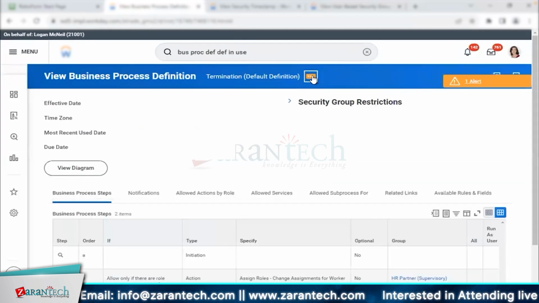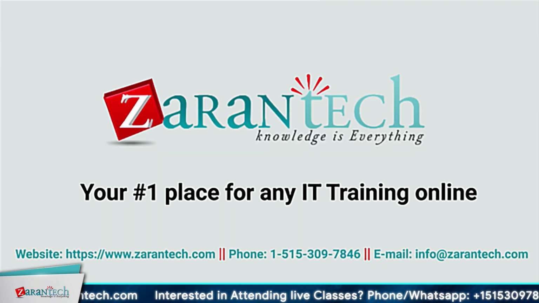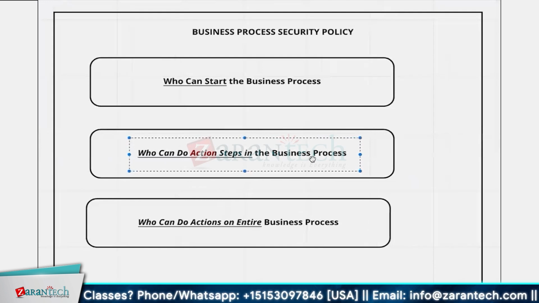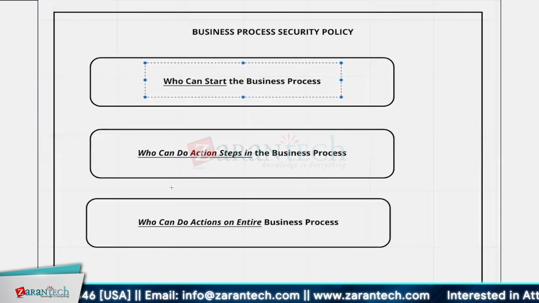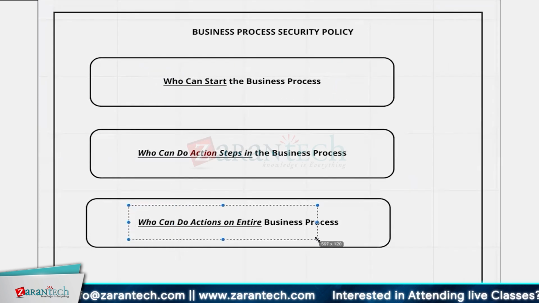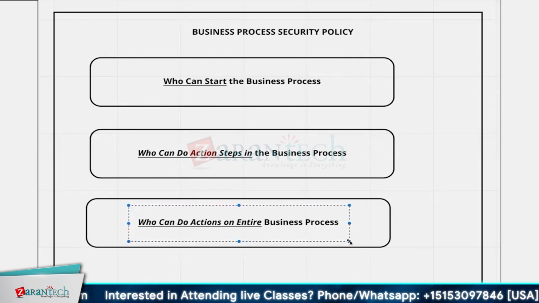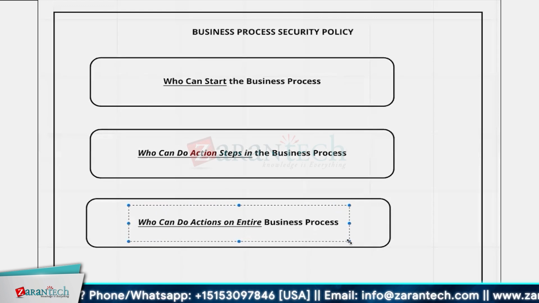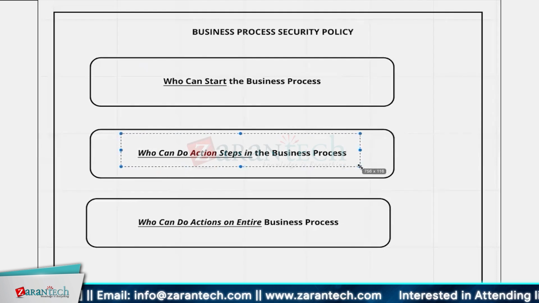Now, coming to the piece where we still need to cover is this particular section. Who can do action steps in the business process? So we covered who can start the business process. We also covered yesterday who can do actions on the entire business process, which is your correction, cancel, rescind, reassignment, deny, resubmit, all those. Now, what is this? Who can do actions in the process?